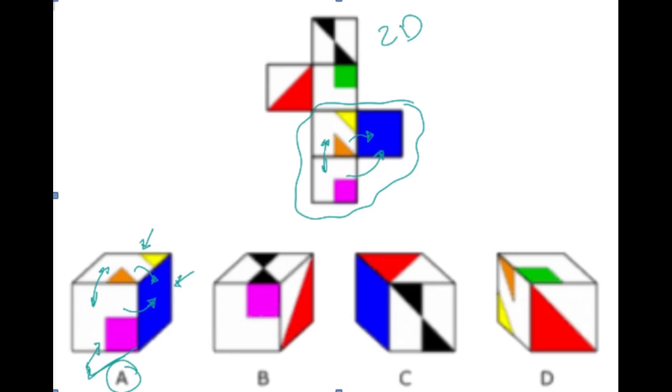Okay, let's check the next one. We have red triangle here with 2 black triangles and 1 fuchsia rectangle, which means I have this one with this one and have this one with them.